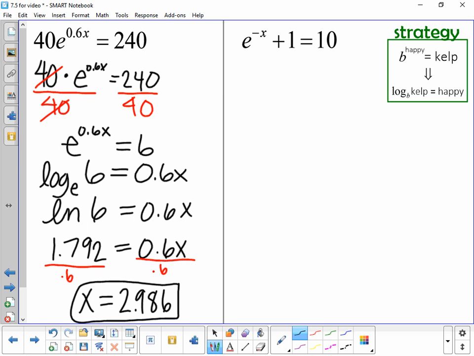If you ever want to make sure your answer is correct, you could always substitute it into the initial equation and just see if it actually works.